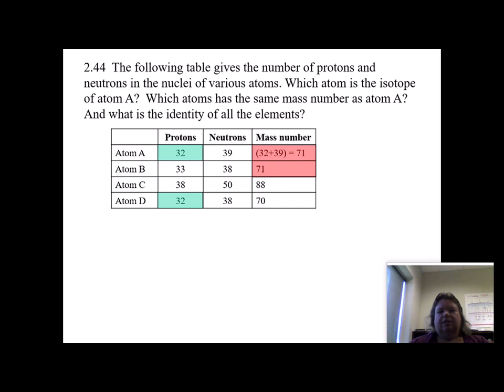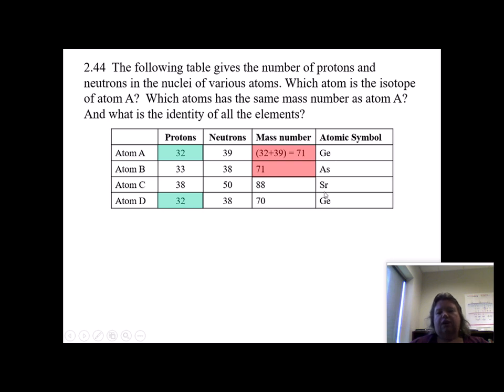And what is the identity? I added this question; it's not part of the book question. It says, what's the identity of all the elements? So for this, I'm just going to look at the number of protons. Element number 32 is germanium. Element number 33 is arsenic. Element 38 is strontium. And element 32 is also germanium. So you see that these two have the same atomic symbols.